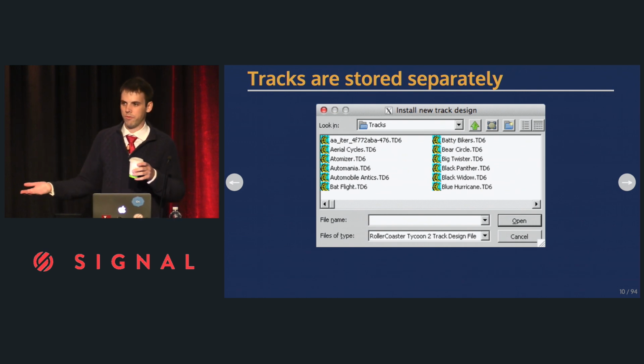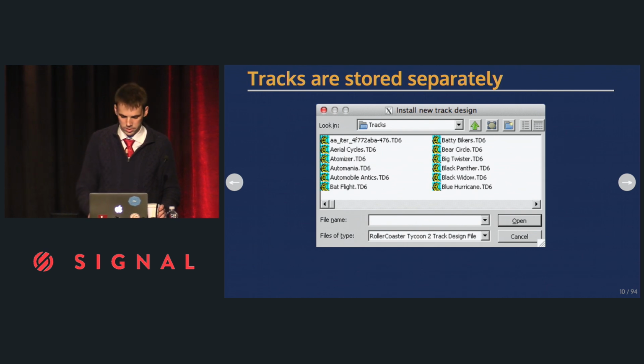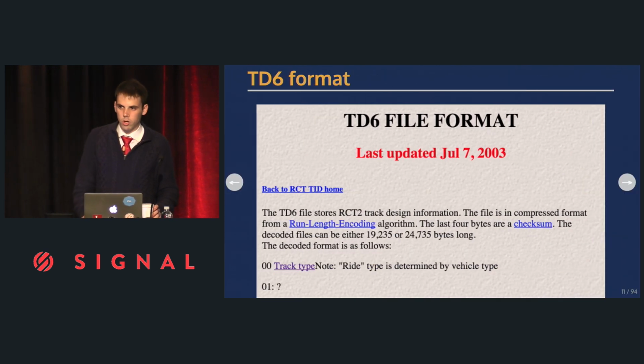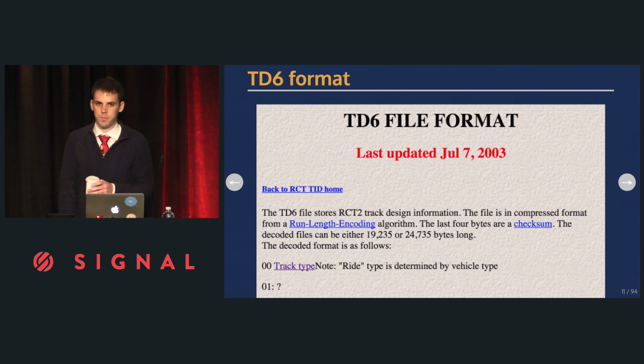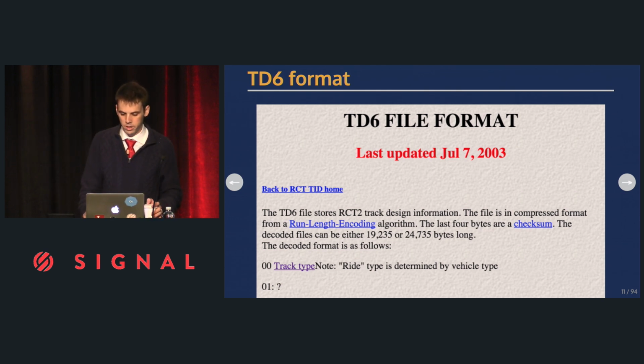So if we can figure out how to read this track file, then we can probably just write straight to that track file and load that in the game and sidestep all of the mouse clicking and visual screen parsing that we'd have to do in the previous screenshots. So you try to open up the TD6 file format and it looks like garbage, and then you go and read online about the file format.